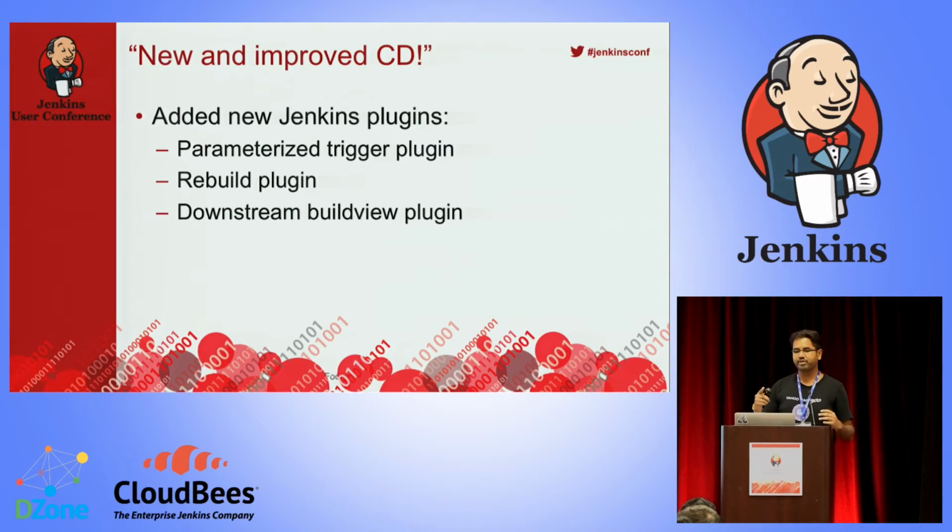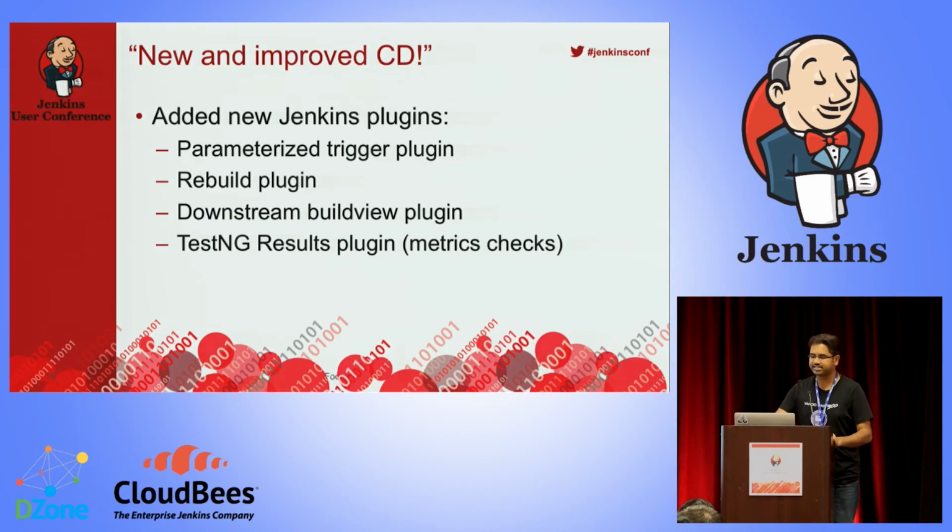So for every job instance, we were able to see, say, build 1 of this job ran build 2 of the next job. The last one is test-ng.